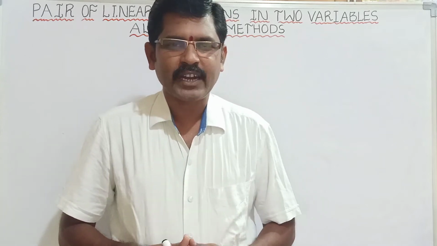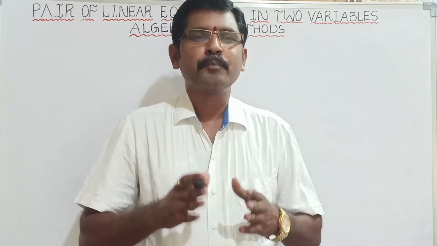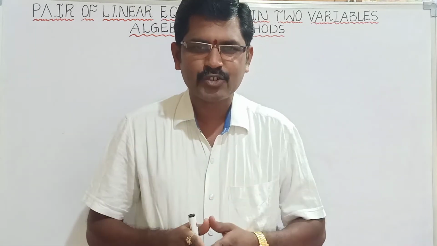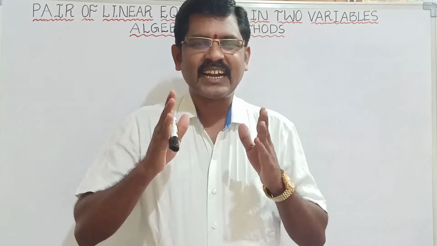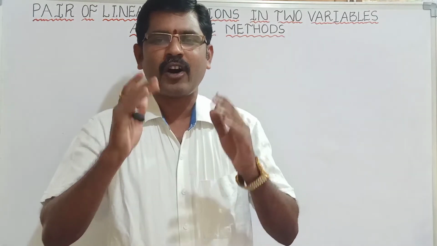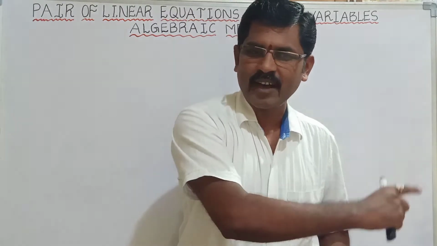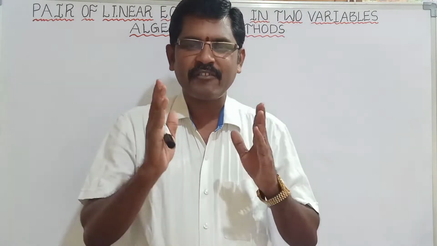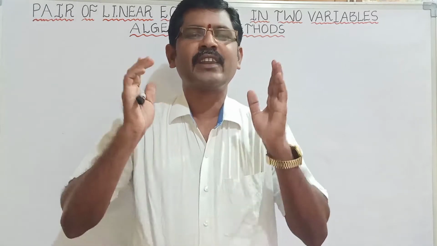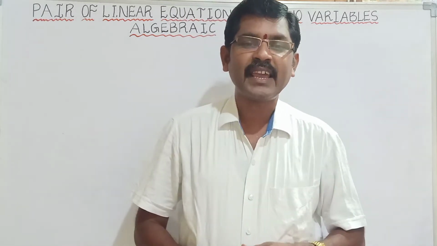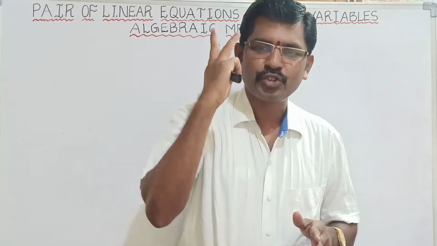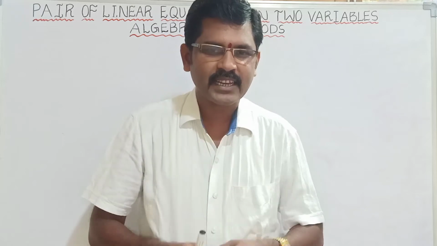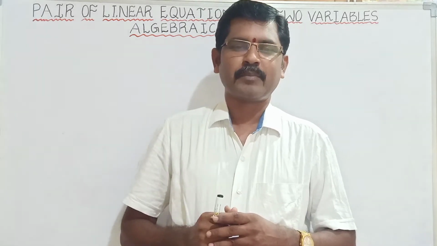Today I am going to continue the part 2 explanation of pair of linear equations in two variables. I hope you understood my previous topic. It is a continuation of the types of algebraic methods with examples. I have already discussed in my previous video solving the pair of linear equations in two variables by algebraic methods in three ways. That is substitution method, elimination method and cross multiplication method.